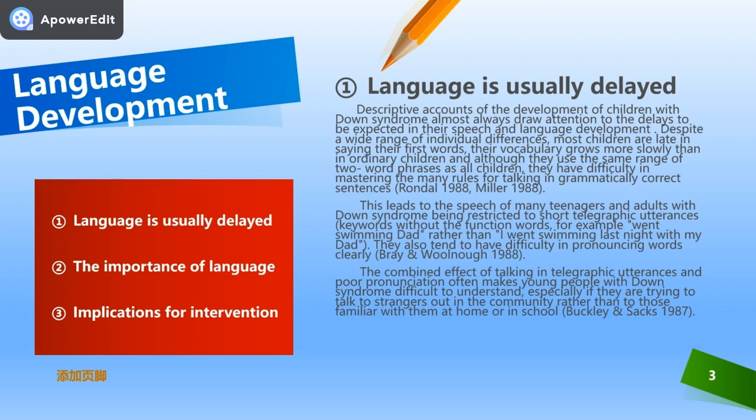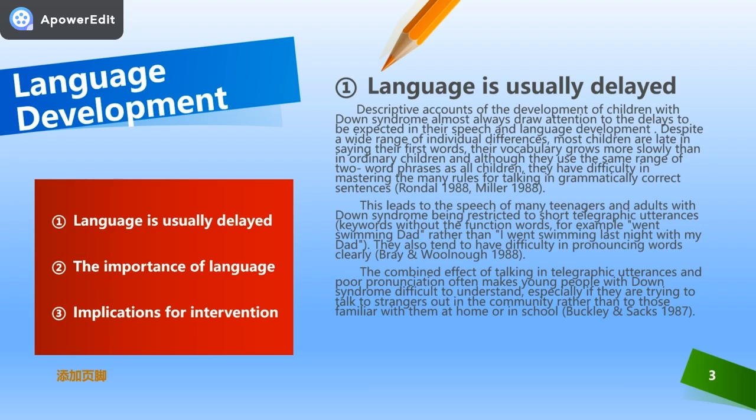Language is usually delayed. Descriptive accounts of the development of children with Down syndrome almost always draw attention to delays expected in their speech and language development. Despite a wide range of individual differences, most children are late in saying their first word. Their vocabulary grows more slowly than in ordinary children. Although they use the same range of 2-word phrases as all children, they have difficulty in mastering the many rules of talking in grammatically correct sentences. This leads to the speech of many teenagers and adults with Down syndrome being restricted to short telegraphic sentences without tenses.